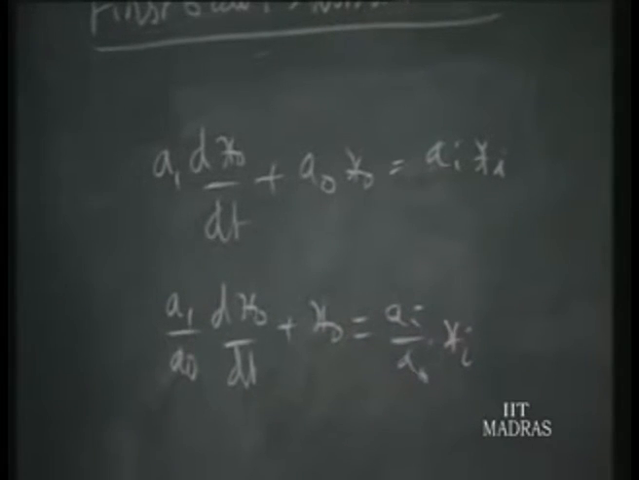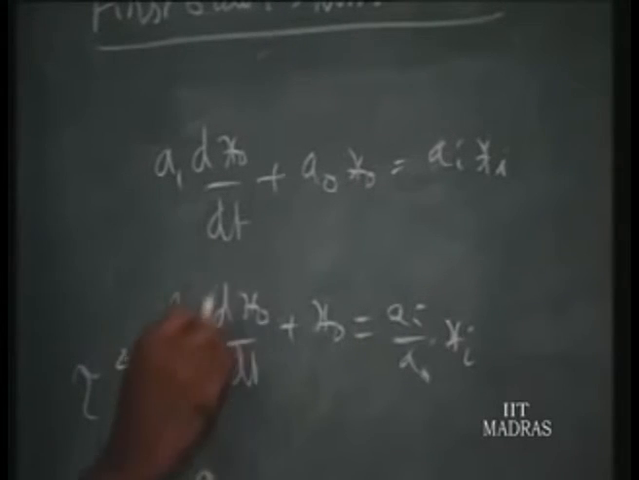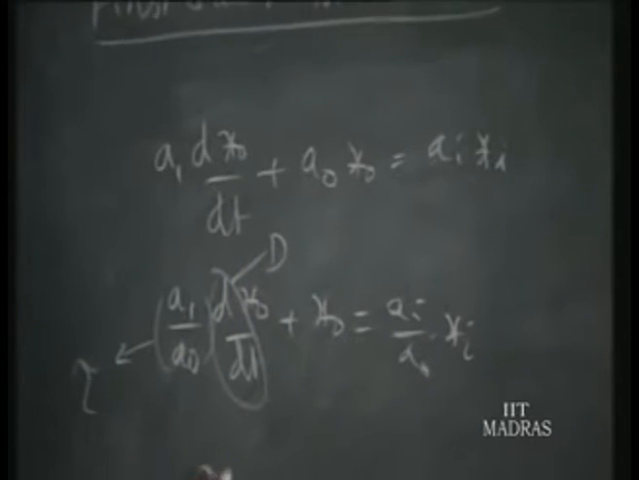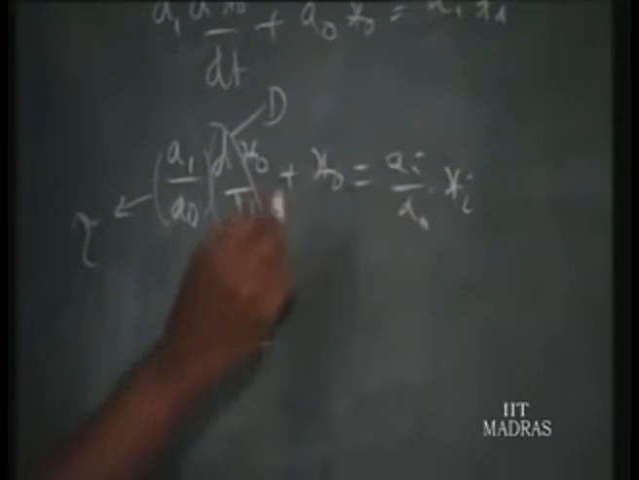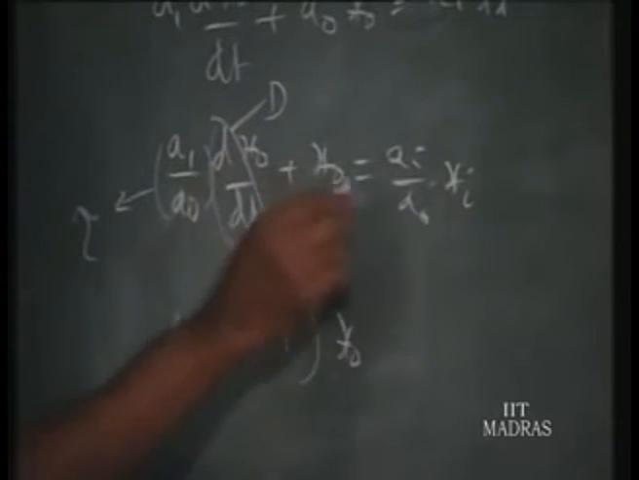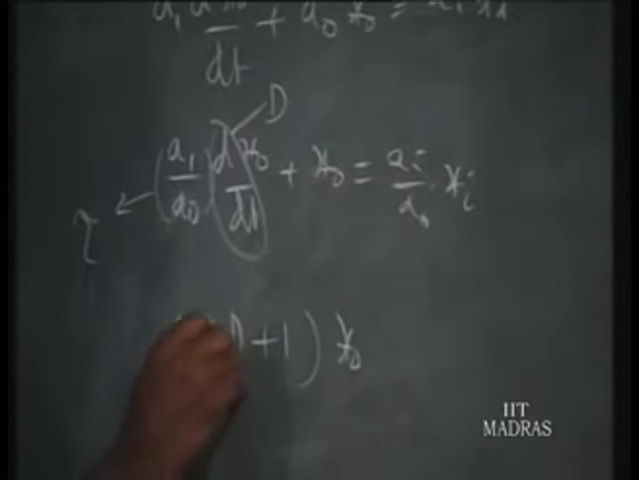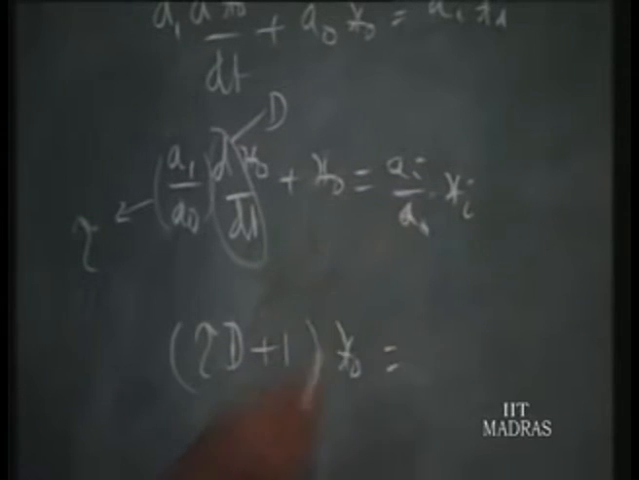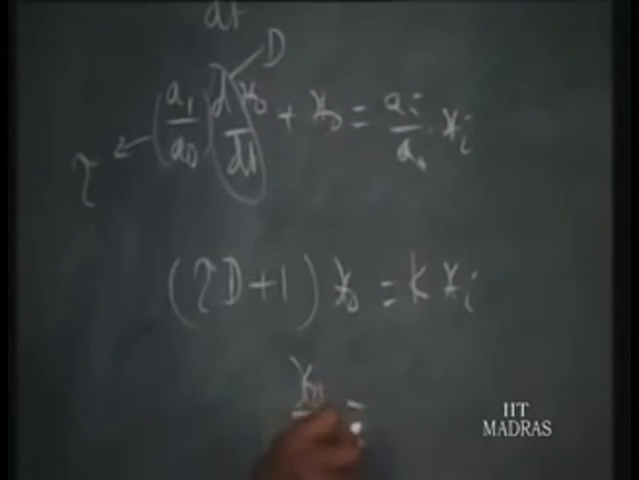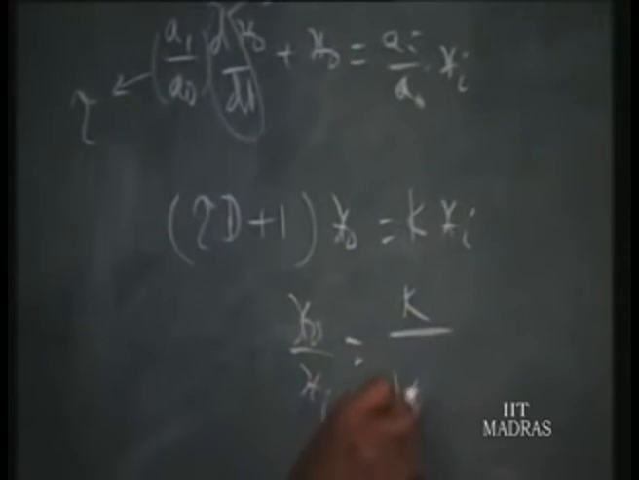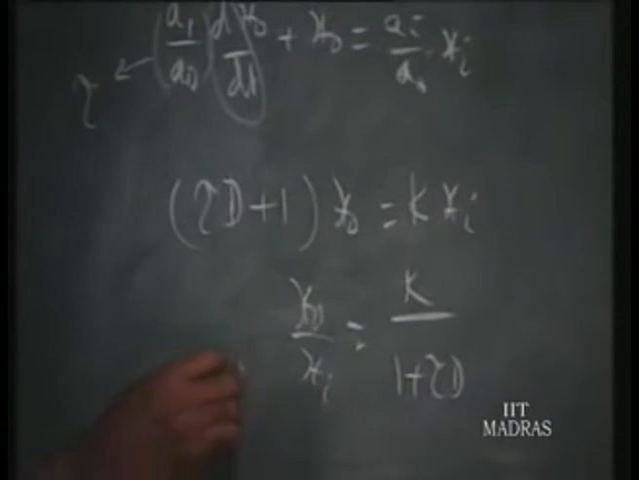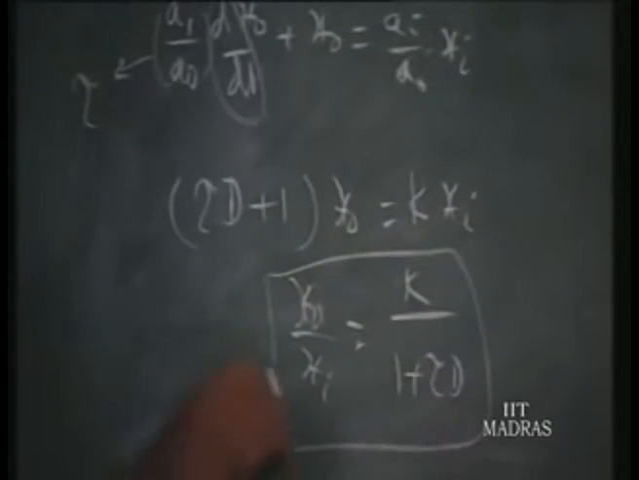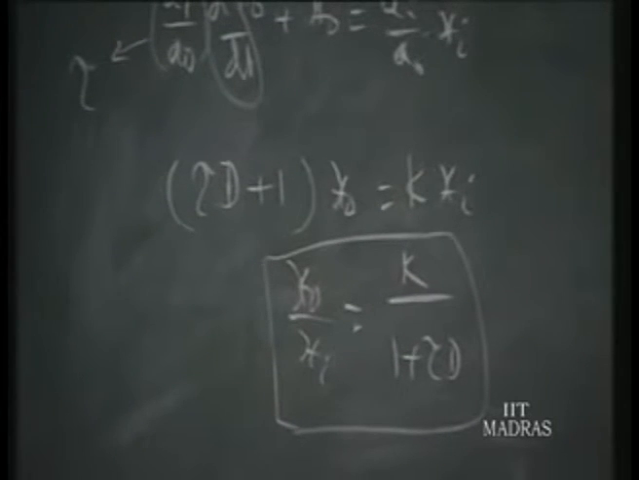Now, we have one more new parameter, A1/A0, call it tau, the time constant. Now d/dt we can call the differential operator D. So tau D plus 1, taking xo outside, we can write the left hand side in this fashion, where capital D is d/dt: (tau D + 1) xo = k xi, where k is the sensitivity we already saw. So xo/xi = k/(1 + tau D). We can write it this way also. This is the typical equation for a first order instrument.